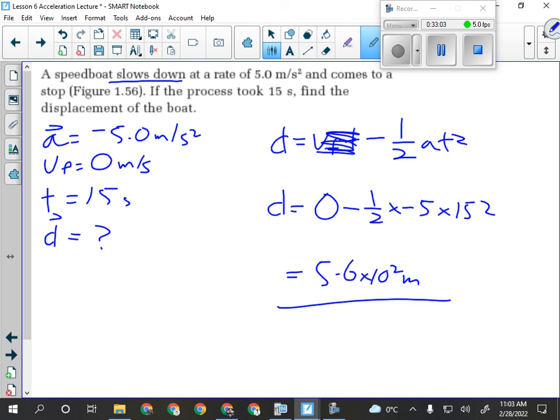Okay? Everybody all right with that? This had better have been a long lake, because that's half a kilometer to stop. It's a long lake. All right, any questions on that? Okay.